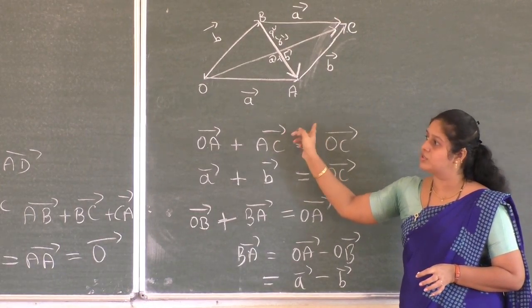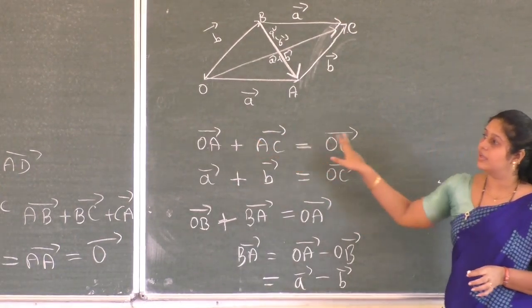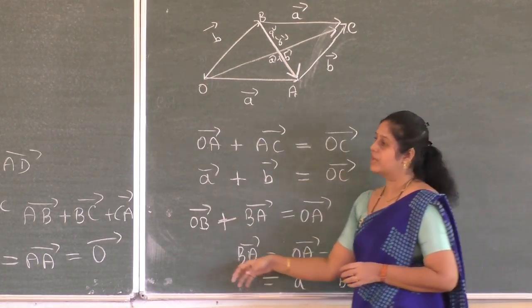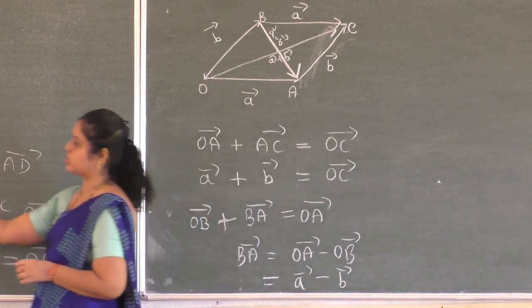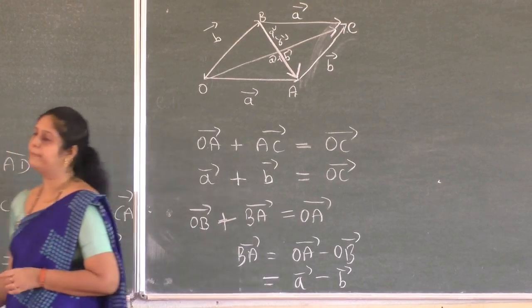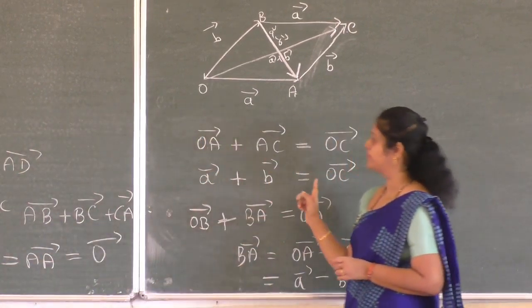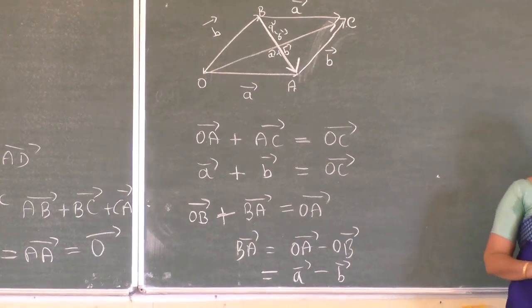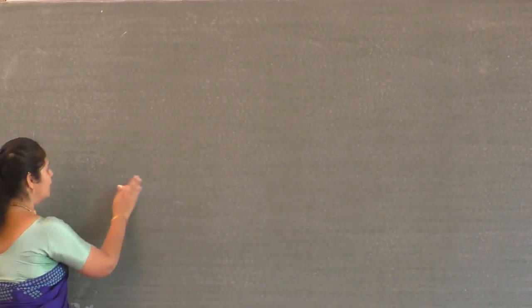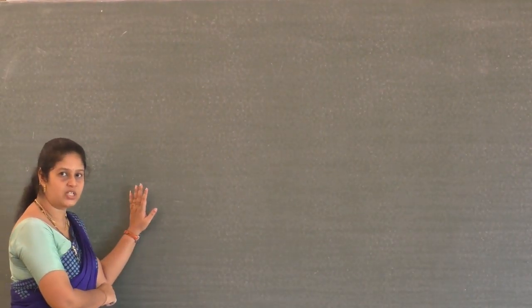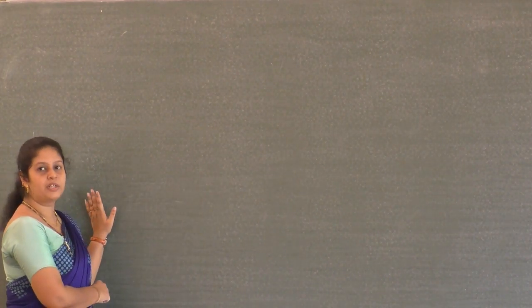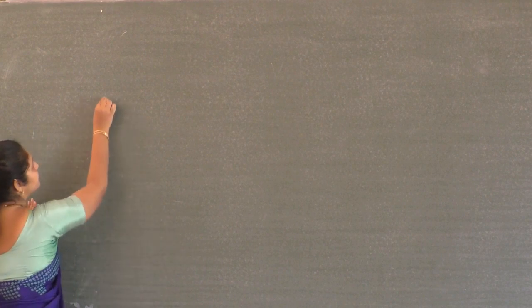So what is important in addition: one is the triangle law of vector addition, and another one is the parallelogram law of vector addition. After defining the triangle law and the parallelogram law of vector addition, now we shall see the properties under addition.